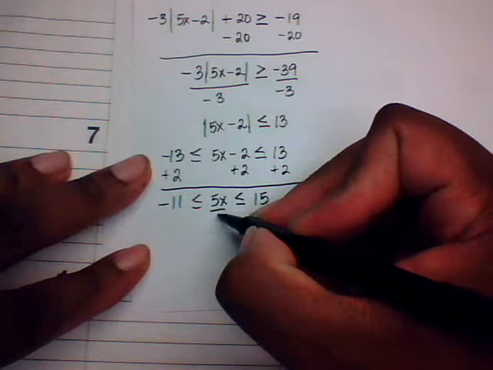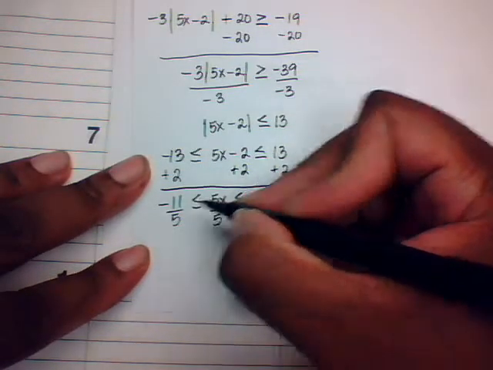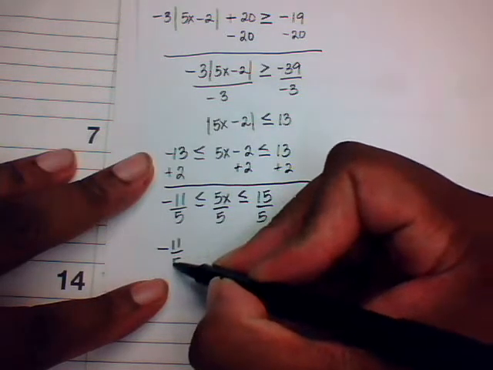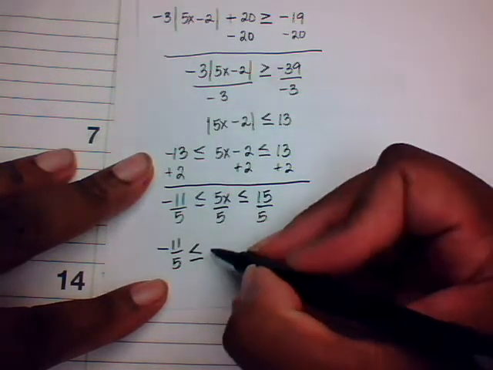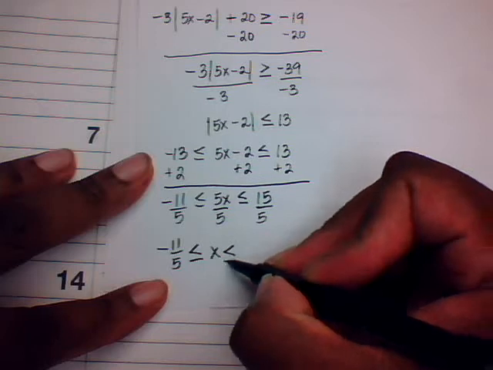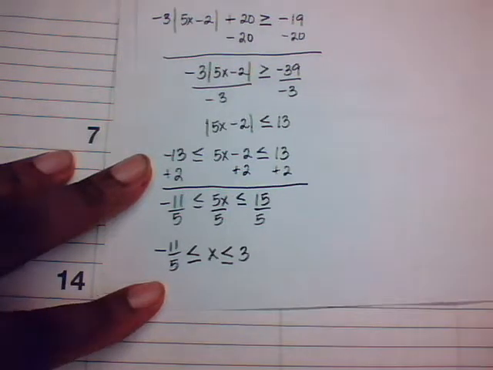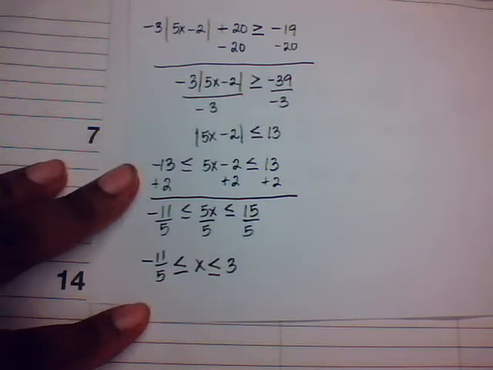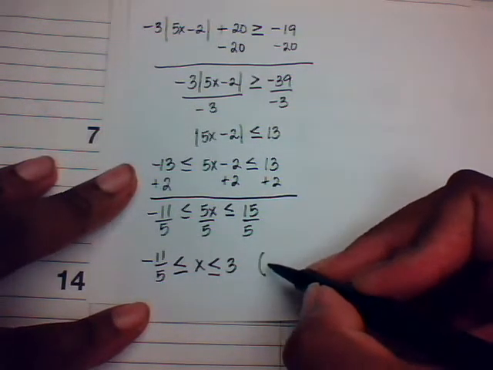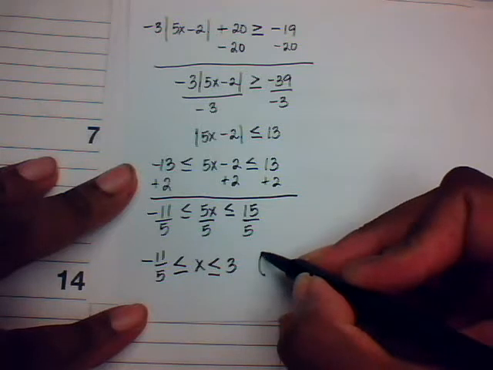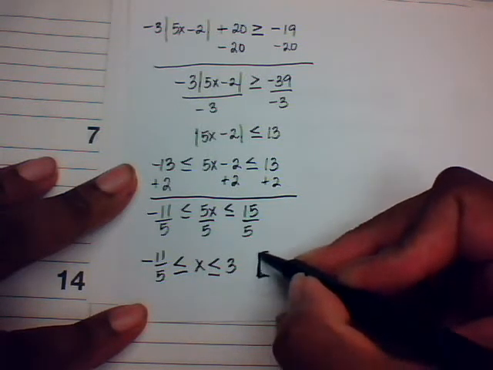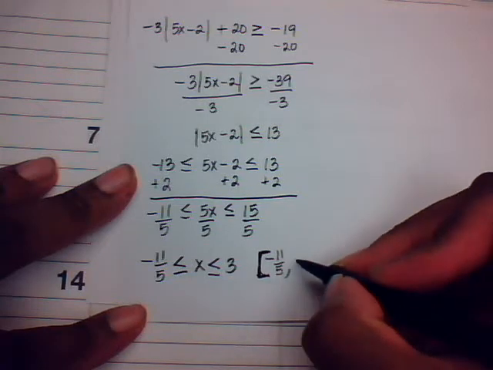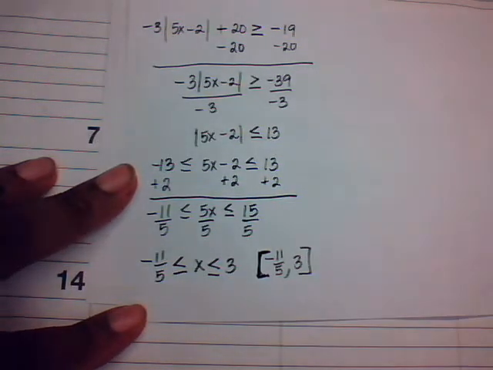And then we're going to divide all 3 parts of this compound inequality by 5. And what I'm going to do here is leave this as negative 11/5, less than or equal to x, less than or equal to 3. So that's my solution to this particular inequality. And the interval notation for that would be, and this is going to be in brackets, not parentheses, because it's less than or equal to, negative 11/5 and 3.